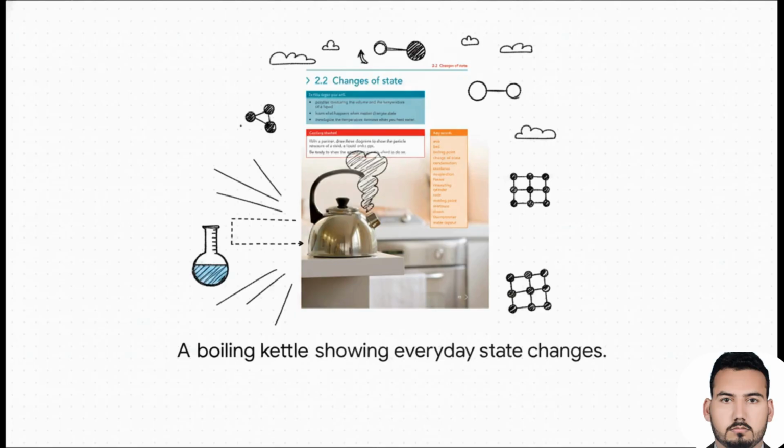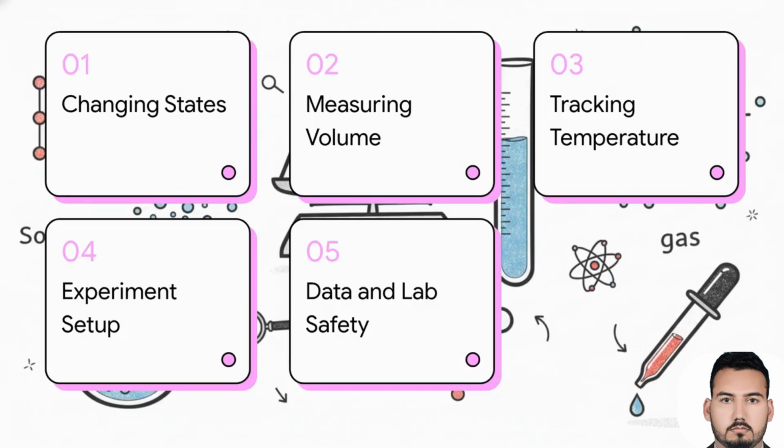To really understand it, and more importantly, to measure it without making crucial errors, we've got to transition our mindset. We need to go from being casual observers waiting for a cup of tea to focused scientists gathering precise data. So, here is our roadmap for today. First up, the dance of changing states. Second, measuring volume with precision. Third, tracking temperature accurately. Fourth, setting up the experiment. And finally, we'll wrap up with data and lab safety.